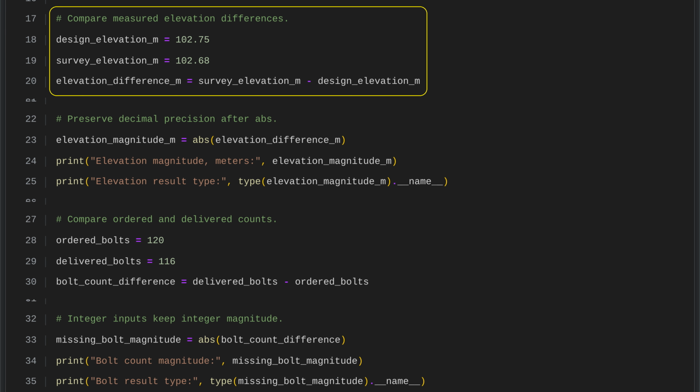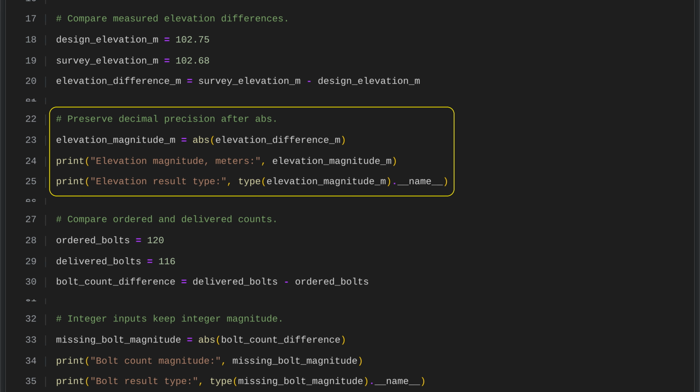Set the design elevation to 102.75 meters and the surveyed elevation to 102.68 meters. Subtract the design value from the surveyed value to find the elevation difference. This difference shows how the actual measurement compares with the planned elevation. Calculate the absolute elevation difference to get its size regardless of direction. Then display the result in meters and confirm that it is still a float, so the decimal precision is preserved.